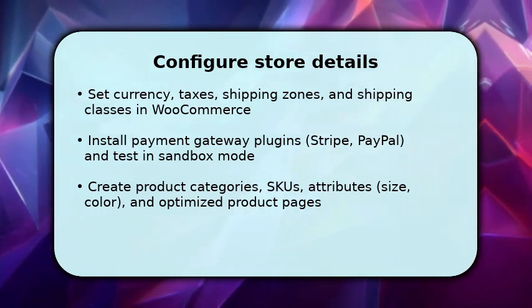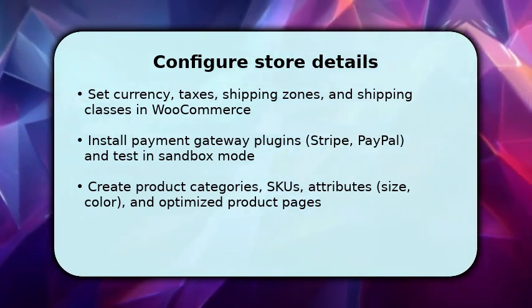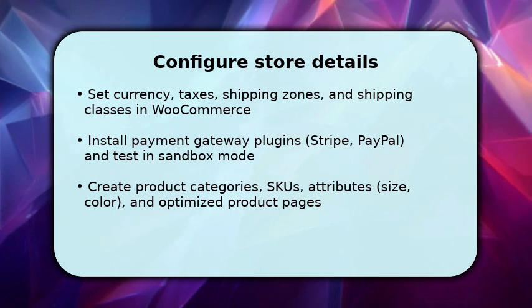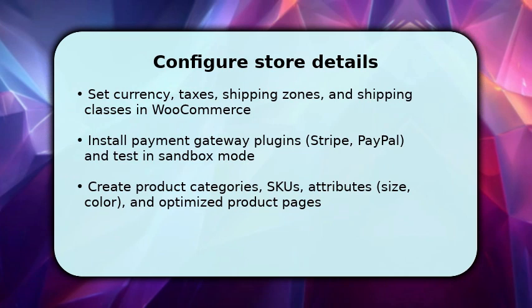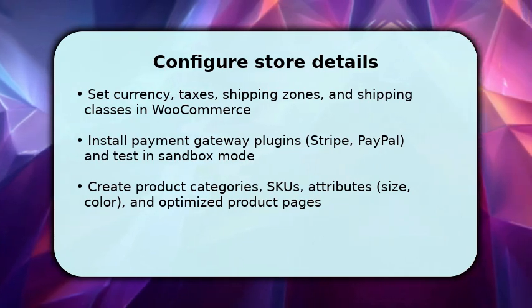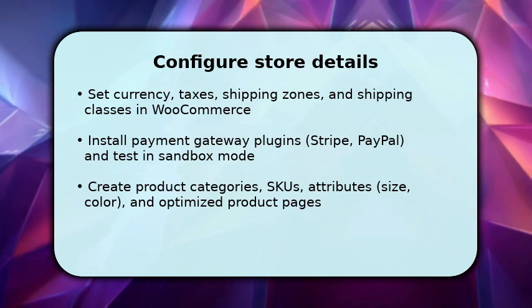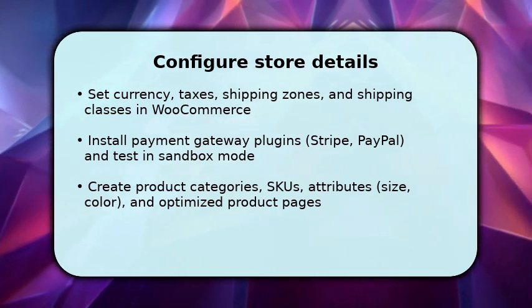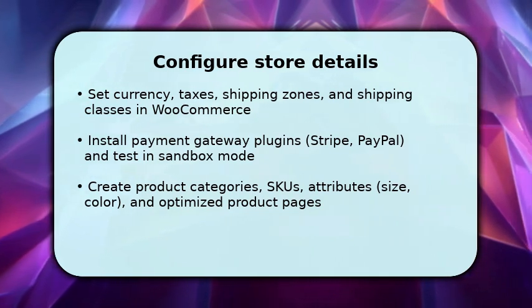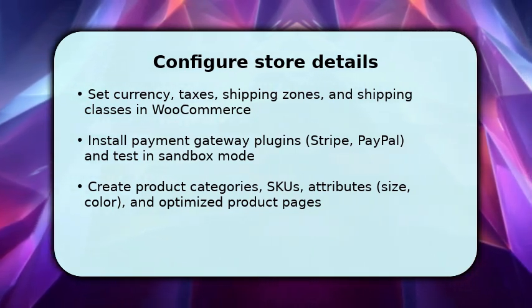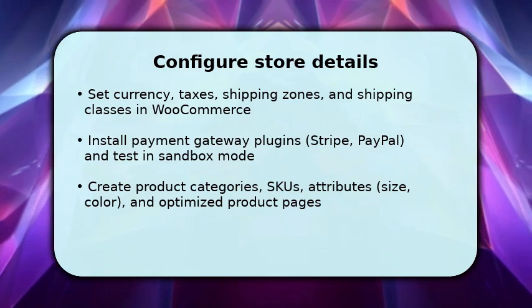Then integrate payment gateways and test with sandbox transactions so refunds and webhooks behave predictably. Once payments work, add products with SKUs, attributes, and clear categories. Explain variants and inventory levels. Also optimize product images and meta to improve load speed and discoverability, because slow pages lose customers and hurt SEO.